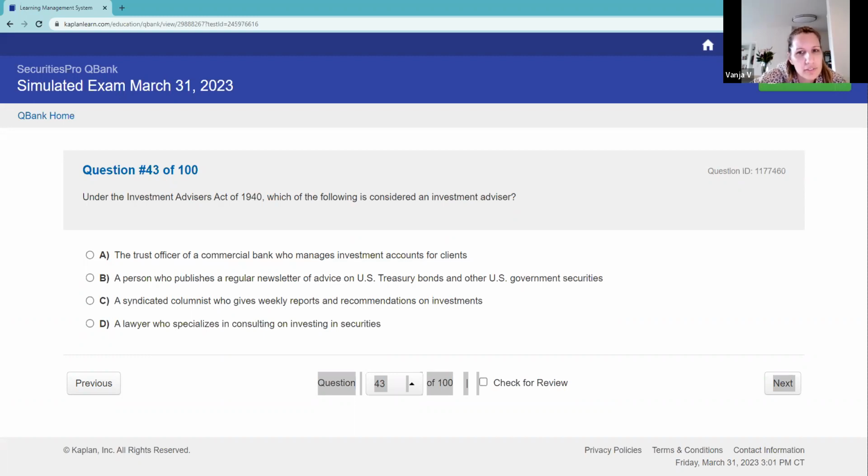But then here's a trick: is it asking about an investment advisor as a person or an investment advisor as a company? It looks like all of them are persons. Trust officer of a commercial bank, a person who publishes a regular newsletter for advice, that's more of a blanket. A syndicated columnist who gives weekly reports and recommendations on investments, again not specific to a client, and consulting on investing in securities. My lawyer is going to be my answer.